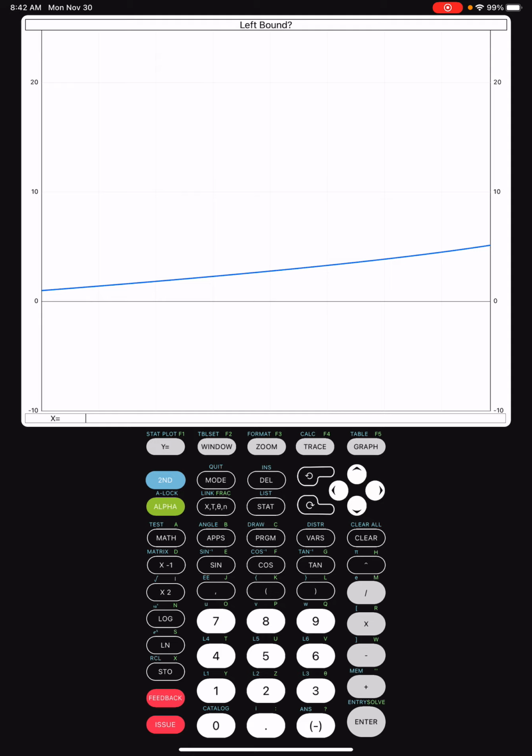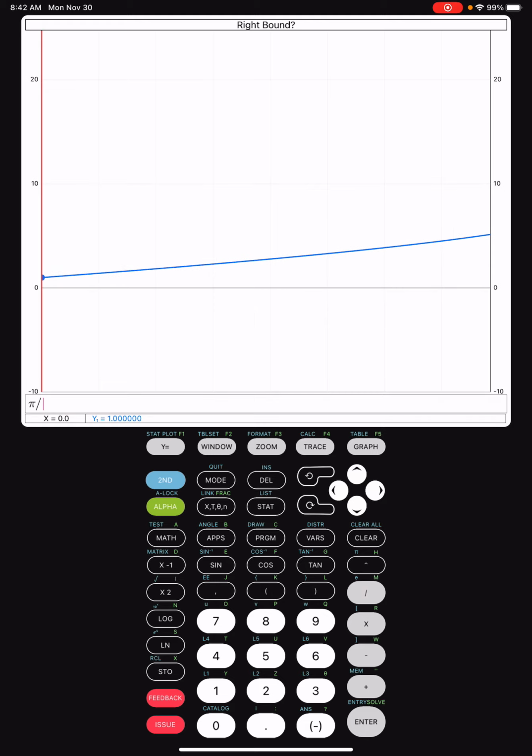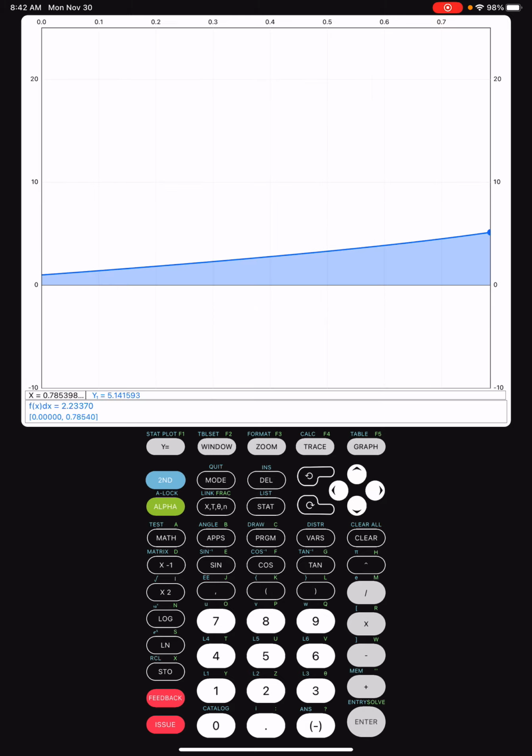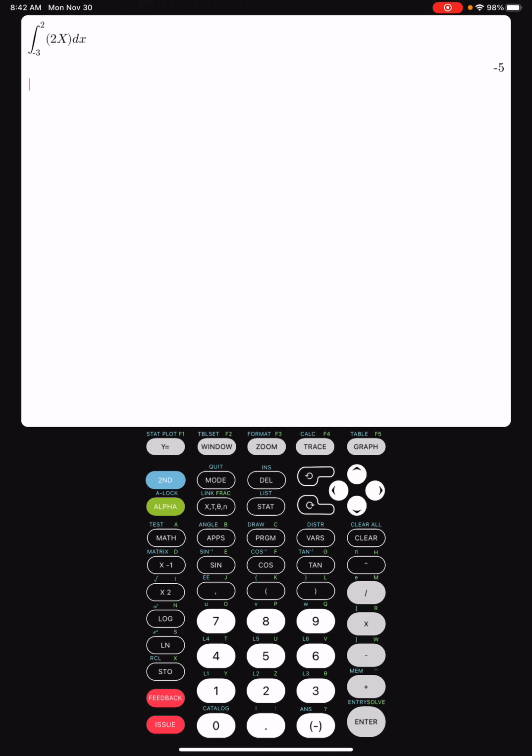There we go. So now if we integrate, second calculate, integrate 0, enter, and then my right bound is pi fourths. So secant of pi divided by 4, enter, enter. And I get what? If I look down here at the bottom, the integral of f of x dx is 2.23370. If we want to double check that, what did we have as our answer?